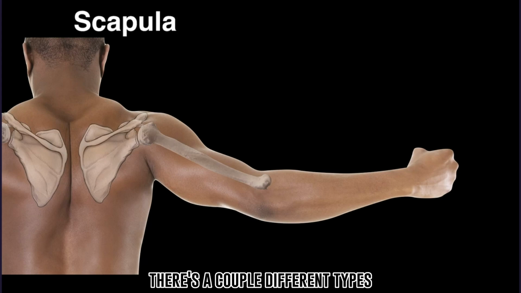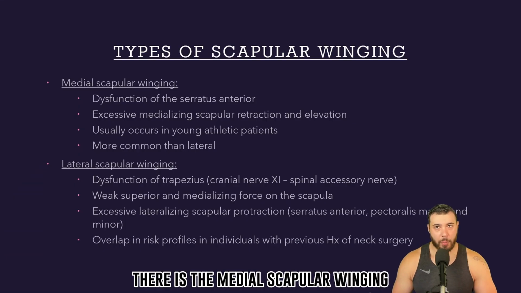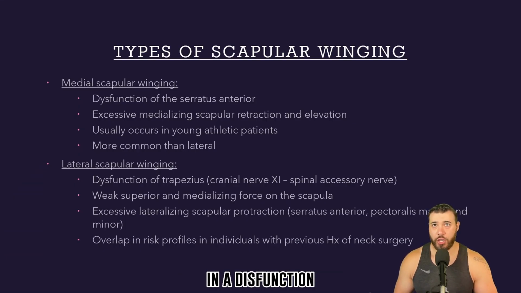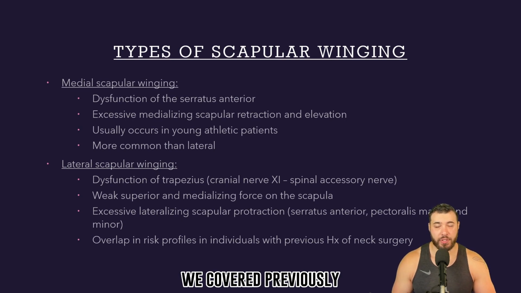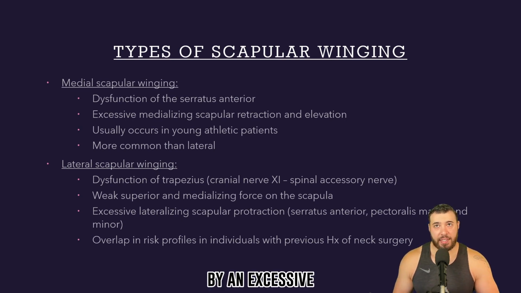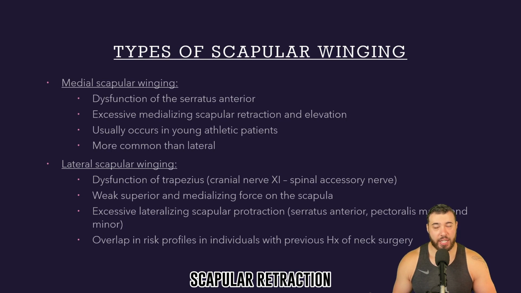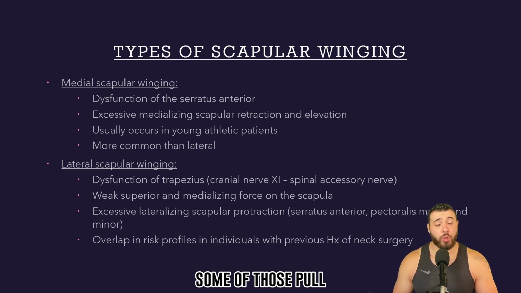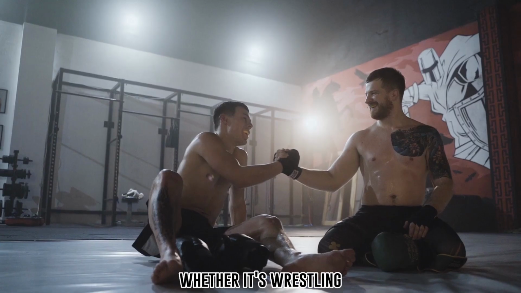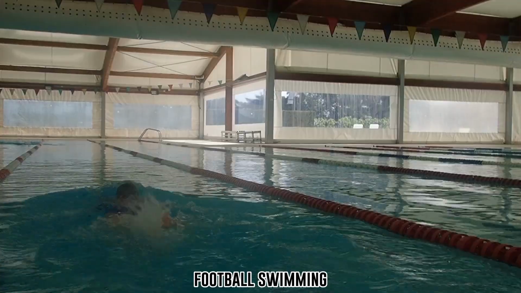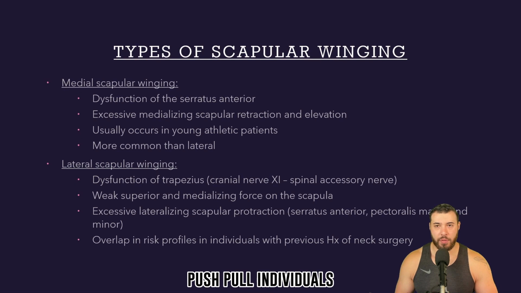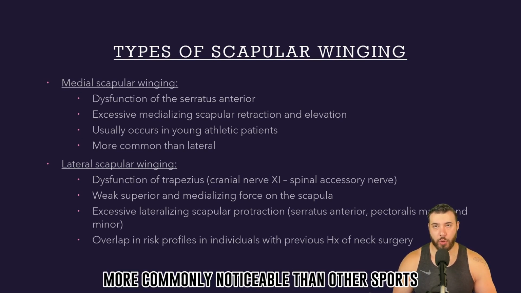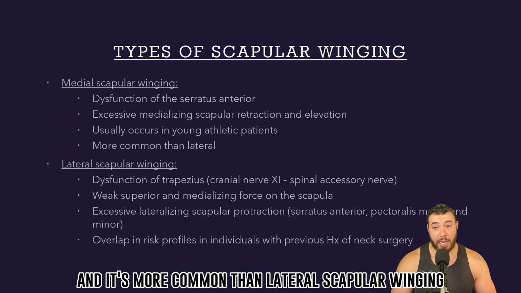There are a couple of different types of scapular winging. There's medial scapular winging, which usually results from a dysfunction of the serratus anterior muscle we covered previously. It's usually caused by excessive medializing scapular retraction and elevation, and it tends to occur in younger athletes. Those push-pull individuals, whether it's wrestling, football, swimming, tend to have it more commonly noticeable than in other sports. And it's more common than lateral scapular winging.